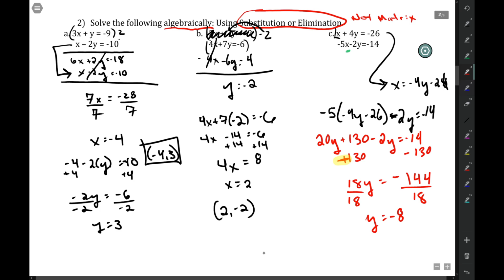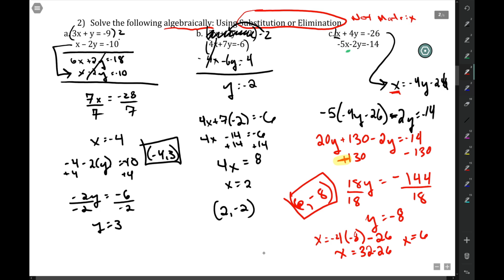Now y is negative 8, so x is really negative 4 times negative 8 minus 26. That's 32 minus 26. X equals 6. So your answer, 6, negative 8. Whichever way you want to do those is fair game.